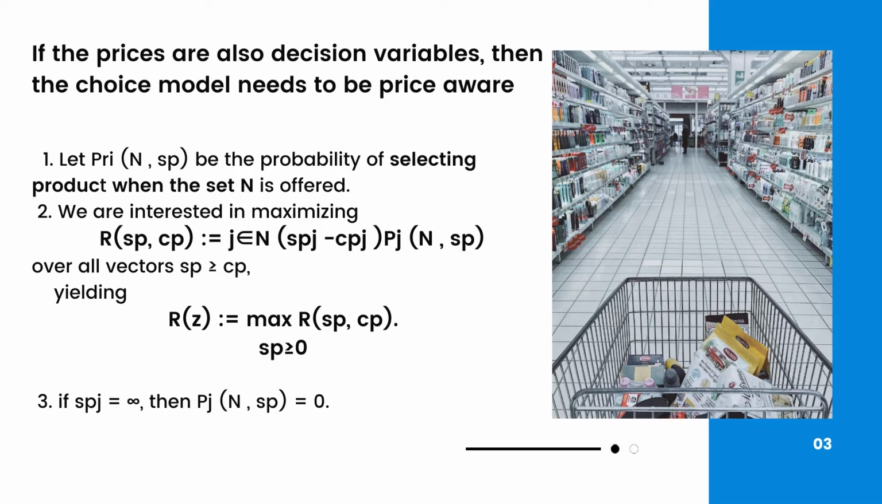For all vectors, price is greater than or equal to the cost price. For many choice models, if Pj is equal to infinity, then obviously the probability of selecting the jth product becomes 0, indicating that optimizing over the prices could implicitly select an assortment of products to offer.